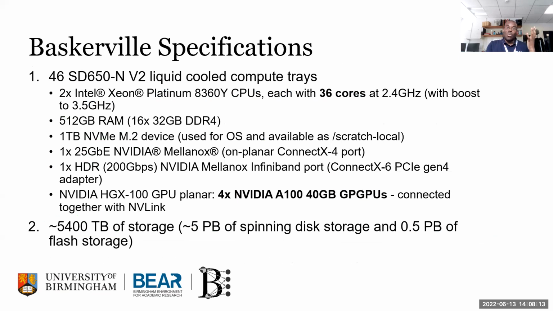And with that, what does Baskerville contain? It contains liquid cooled compute trays composed of 8360Y CPUs, which are Ice Lake based, and each node contains 4 NVIDIA A100 40GB GPUs connected via NVLink. You can see all the stats there, with over 5,000 terabytes, or 5 petabytes, of storage. This is what we have installed now, but we're in the process of adding some additional A100 80GB trays as well, just to expand our facilities for the users.